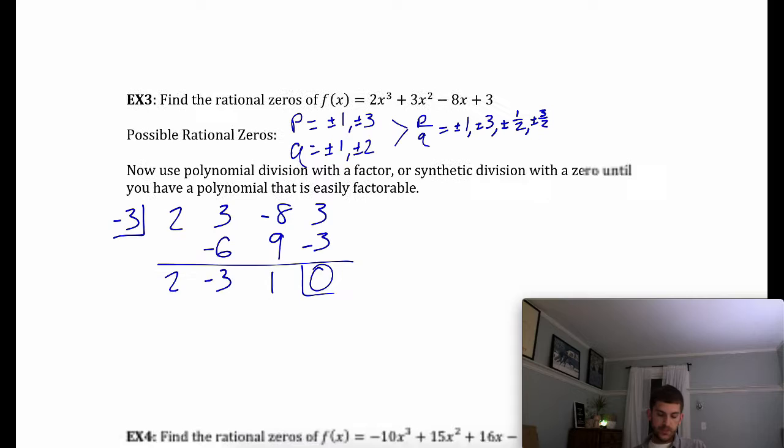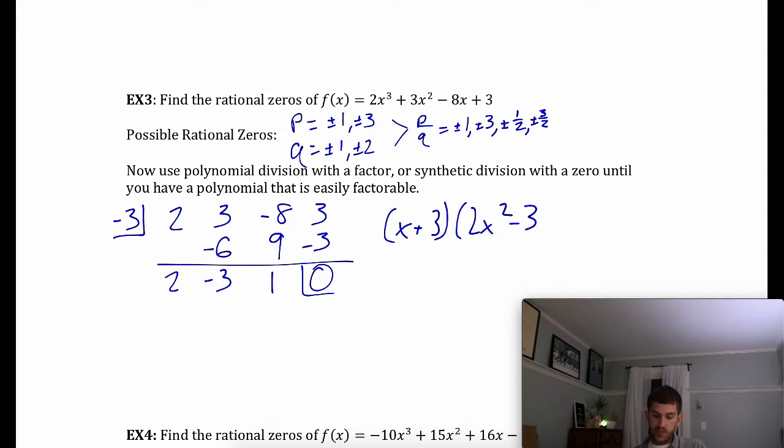That's the whole purpose. So after we did that, if -3 is our 0, then x plus 3 is one of our factors, and we're left with 2x squared minus 3x plus 1. Now that's factorable. It's not the easiest, but it's not the worst that we could do. So 2x squared minus 3x plus 1 is factorable.